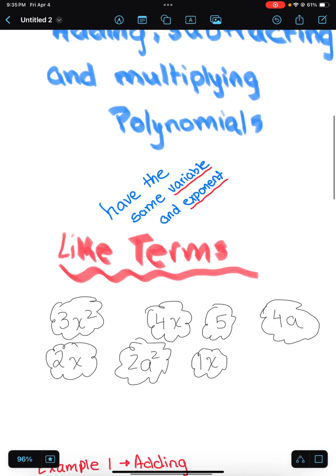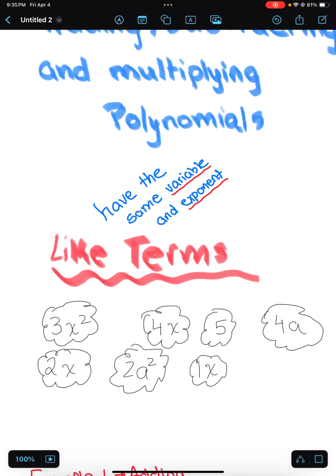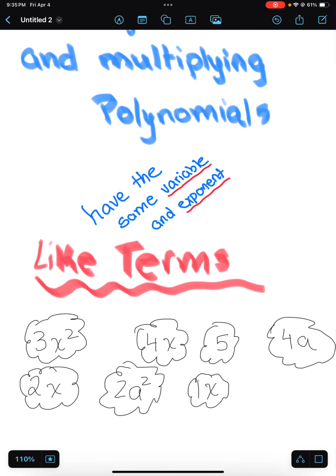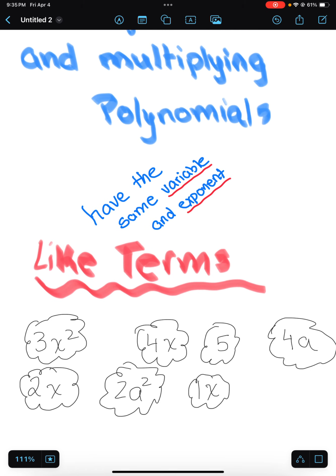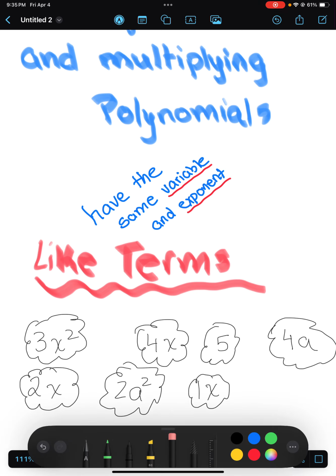Okay, now the main idea when you're adding or subtracting polynomials is that you have to combine like terms. But let's start by looking at what like terms means. So when we are asked to combine like terms, what does it mean? What are we doing? Now, like terms are pieces that have the same variable and exponent. So remember, variable is actually your alphabet, right?